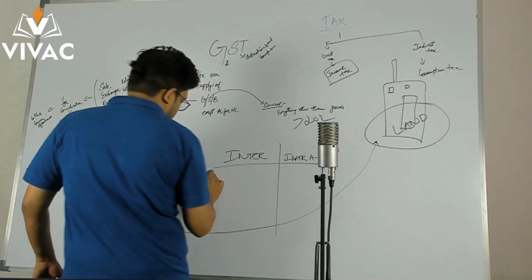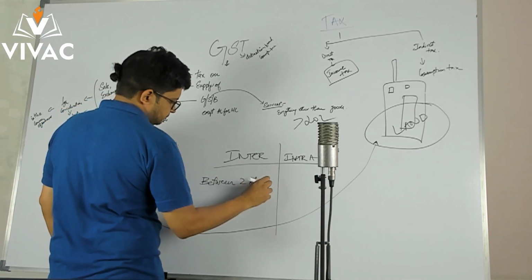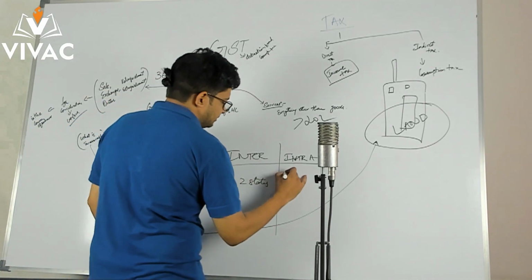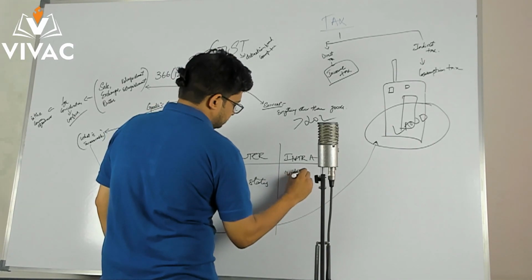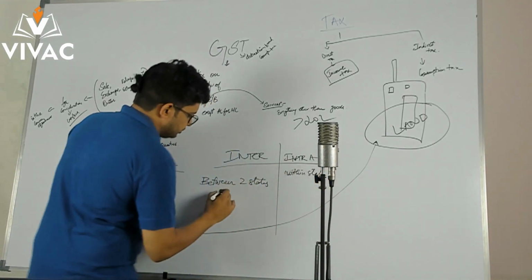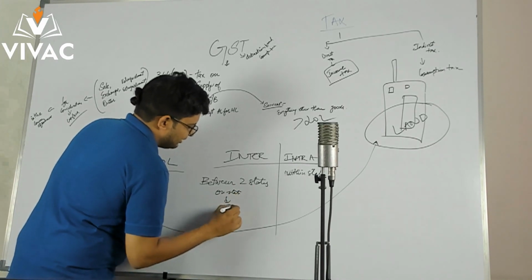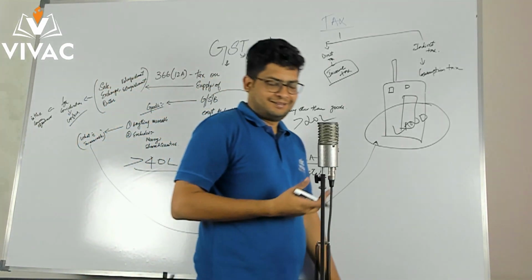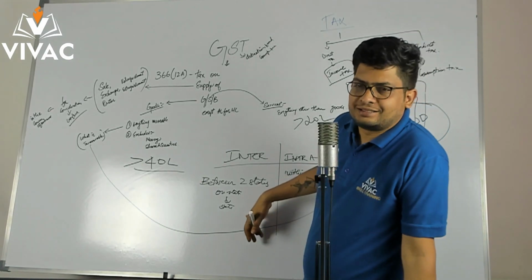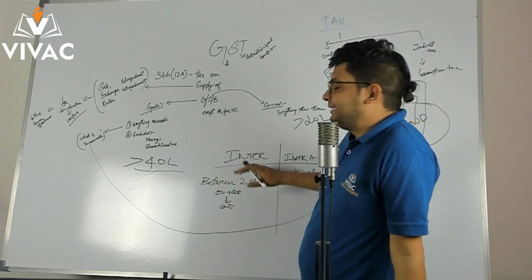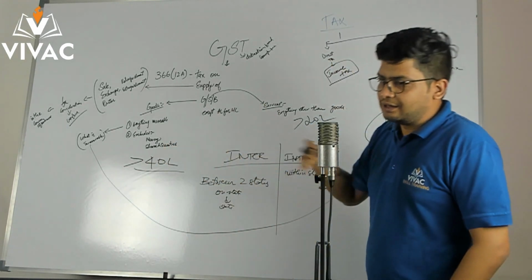Inter means it is between 2 states. Intra means within the state. Between 2 states, or one state to another state. One student asked me, sir, solid to liquid, some chemical science question. But no, when it goes from one state to another state, that is called inter, like between 2 colleges. Intra is within your own.